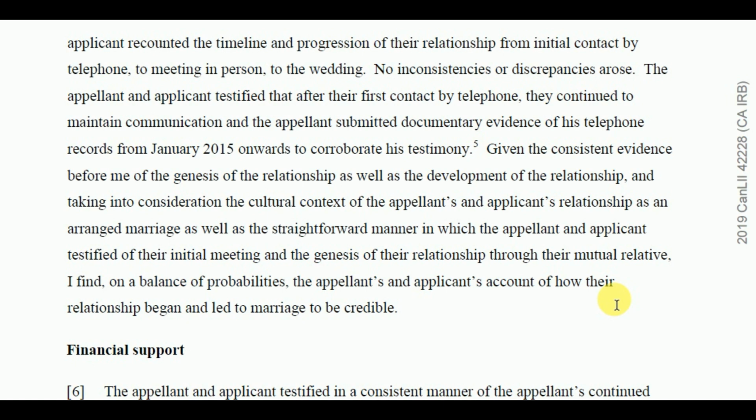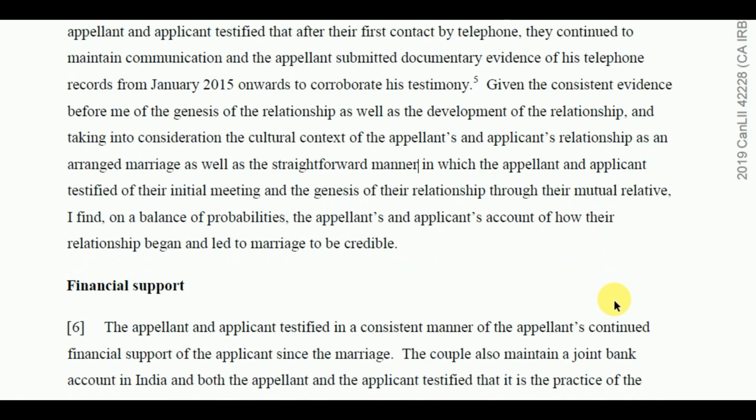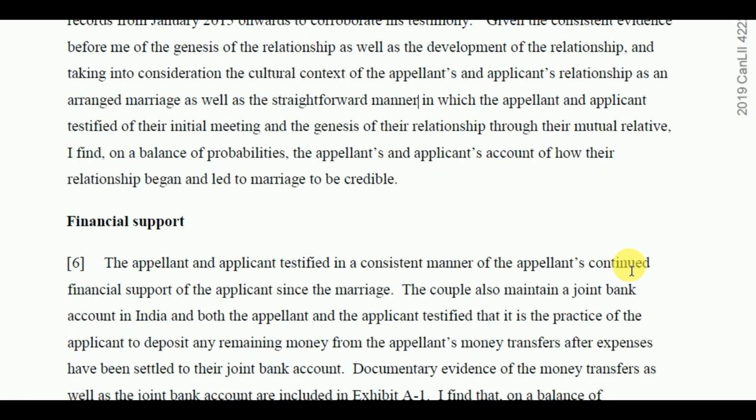Okay, I find on the balance of probabilities the appellant and applicant's account of how their relationship began and led to marriage to be credible. So the officer is satisfied that the way they started, the way they met, the way they got married, the evidence or the information provided for the same is sufficient and satisfactory to believe that it's a genuine marriage.